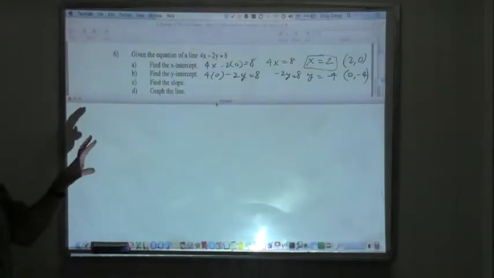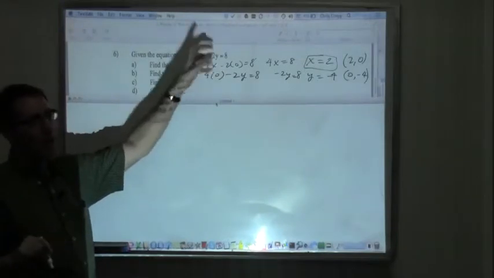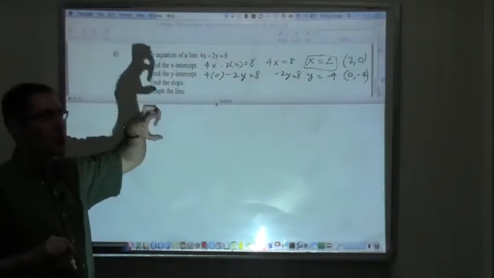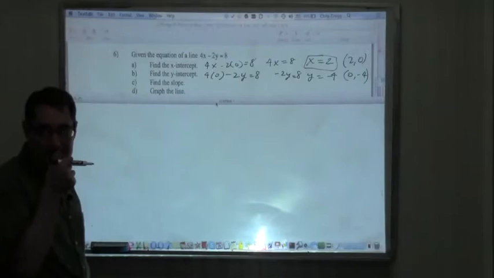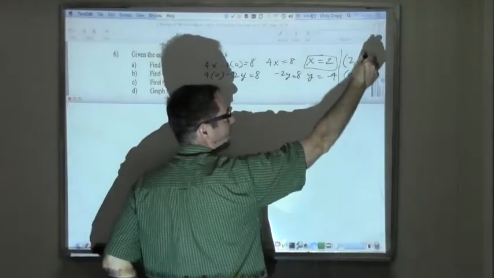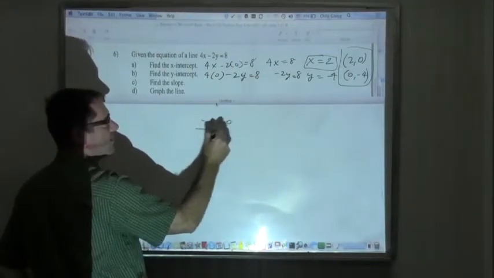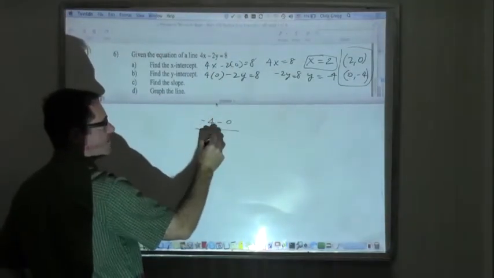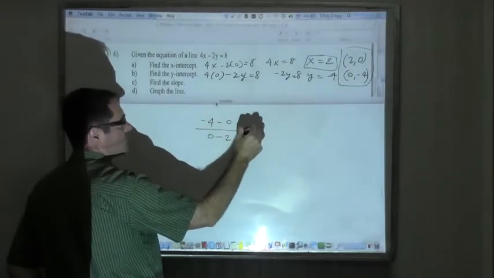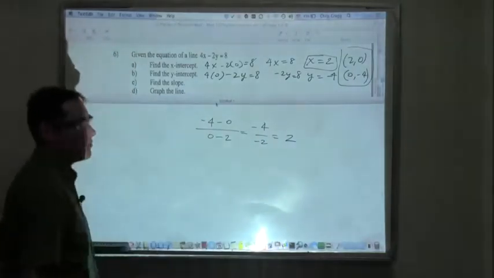To find the slope, you could do a couple of different ways. You could solve for y, which gives you slope-intercept form, which is nice. Or you could just use these two points and do the slope formula: y2 minus y1, negative 4 minus 0, over x2 minus x1, 0 minus 2. Negative 4 over negative 2 equals 2. There's your slope.